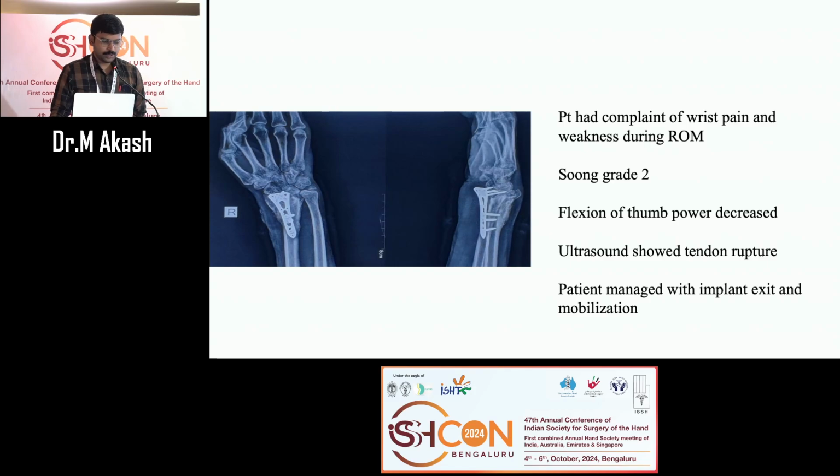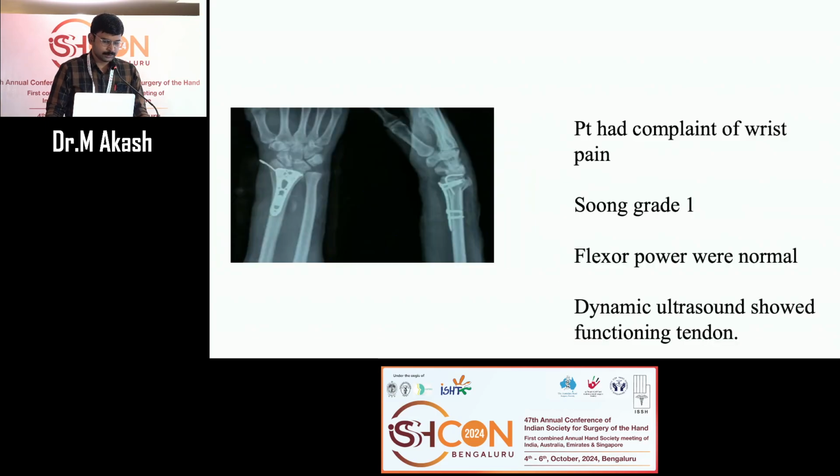Here we have a Sung grade 2 type of fixation, where the ultrasound showed rupture and his power has also decreased. So the patient had implant exit. Due to the heavy amount of fibrosis, we could not proceed with further reconstruction. This is a grade 1 and the patient had only wrist pain.